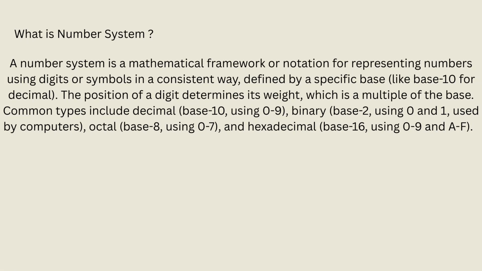in a consistent way, defined by a specific base, like base 10 for decimal. The position of a digit determines its weight, which is a multiple of the base. Common types include decimal, base 10 using 0 to 9; binary, base 2 using 0 and 1, used by computers; octal, base 8 using 0 to 7; and hexadecimal, base 16 using 0 to 9 and A to F.